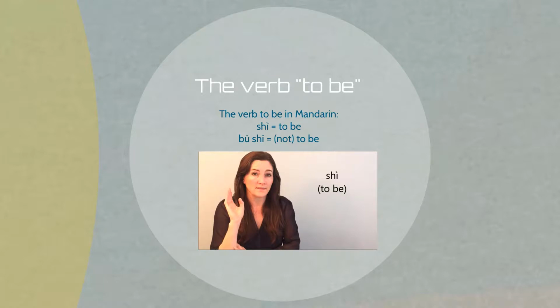Next, we're going to learn the verb to be, which is 是. And to negate that verb, you say 不是. Let's watch this video.